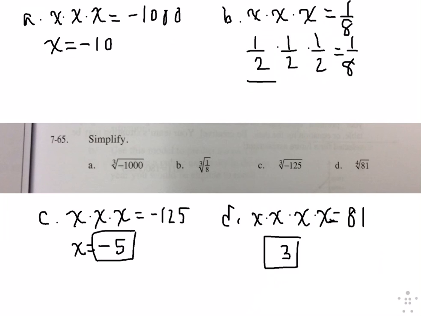The biggest problem with these types of questions is in A and in C, people jump to the conclusion that the negative sign under the radical means there's no real number solution. But that is only true if you're looking for an even root. For odd roots, you can end up with a negative number that does satisfy the situation.